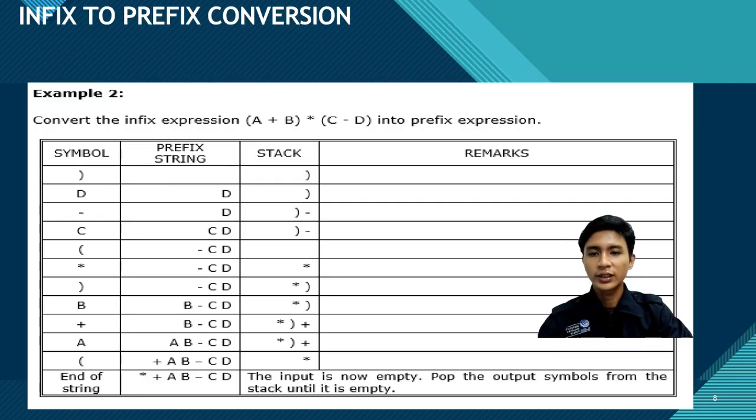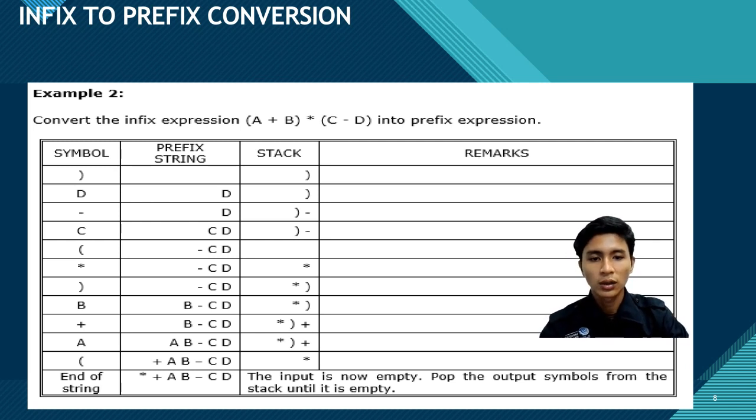We can see this in the picture for the conversion from infix to prefix. We can see the question. For the example, you can see it like this. First, for the infix to prefix, we will start from the right to the left.